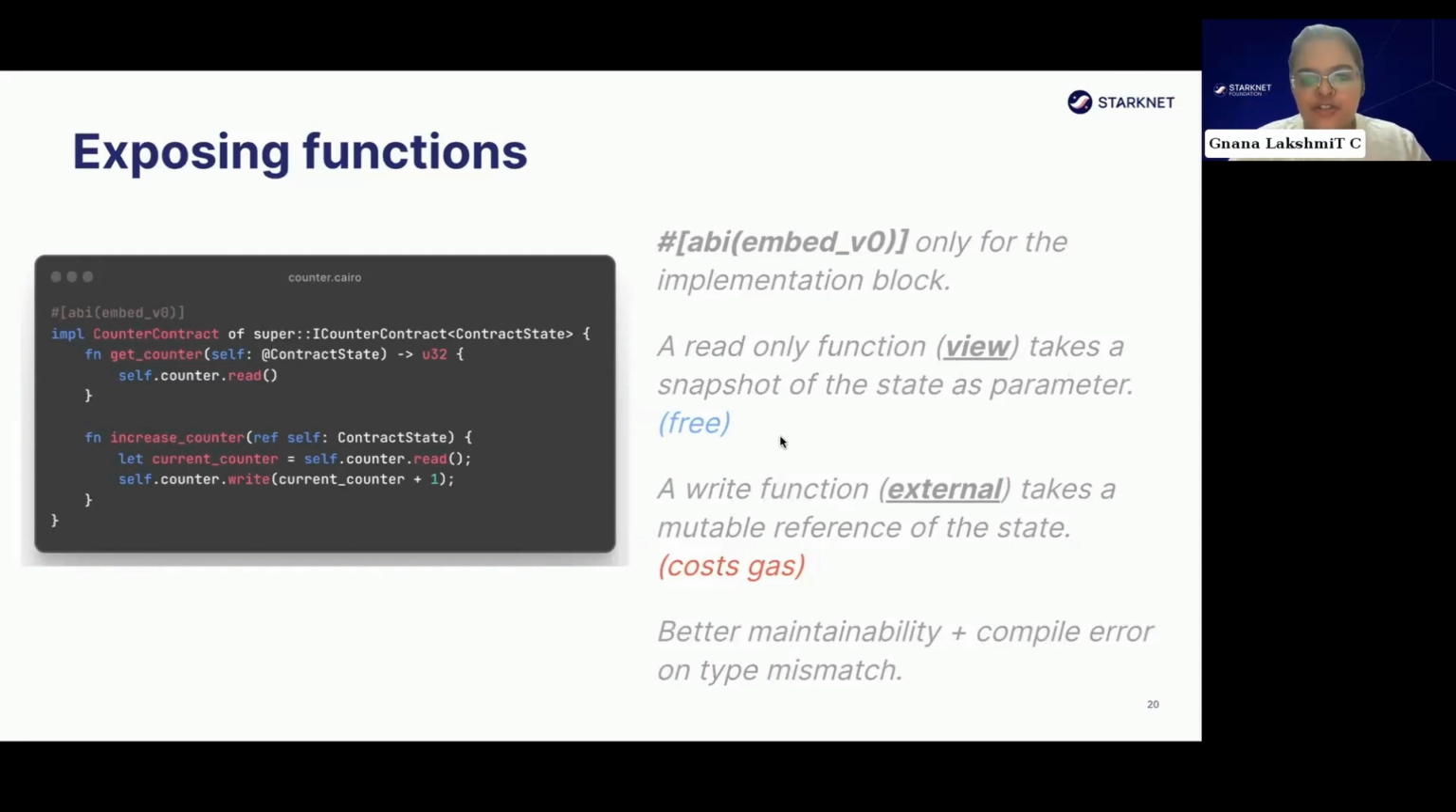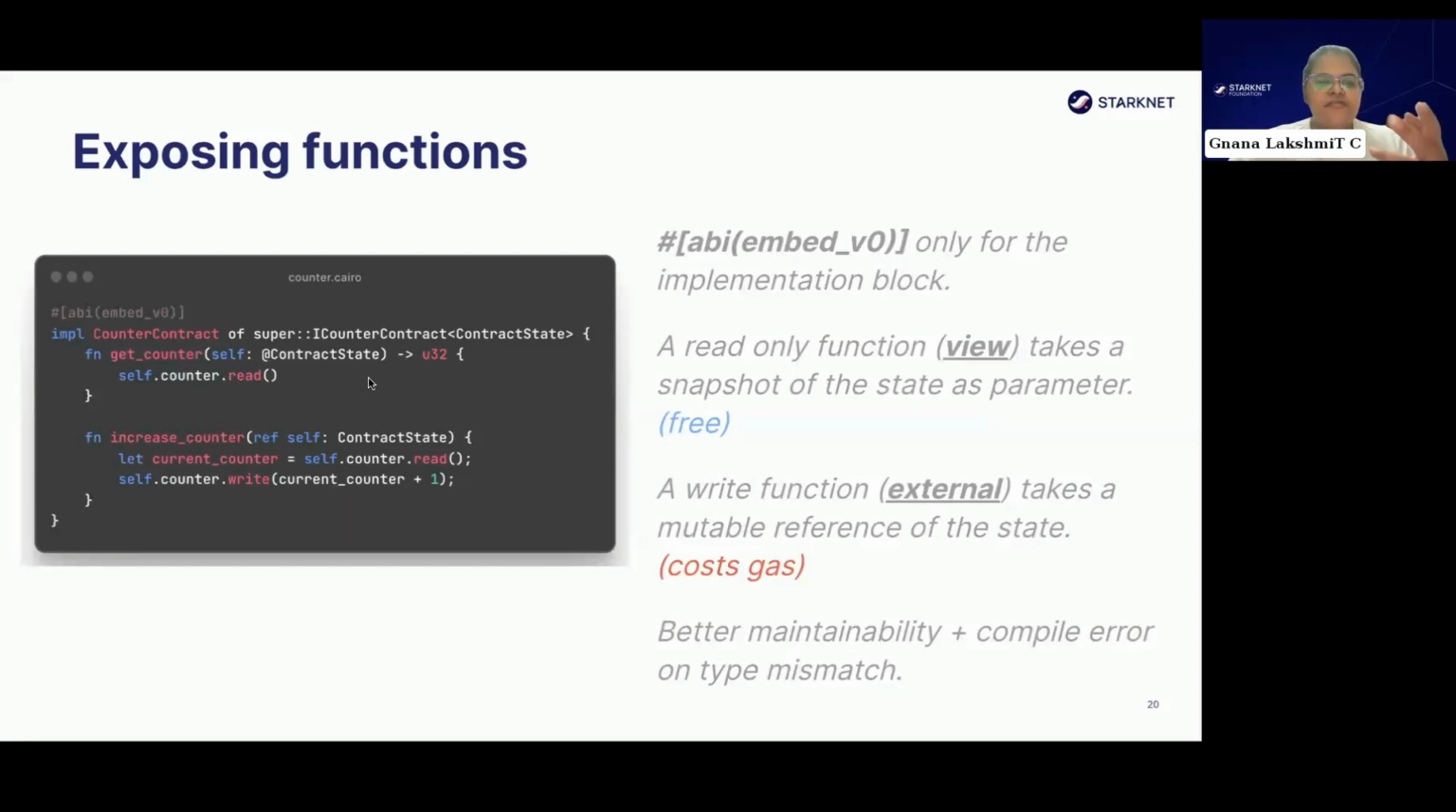So the read-only functions take a snapshot of this state as a parameter, and then you can read the value. For example, counter is the storage variable. You can read the storage variable using self. In every function that you define, self should be the first mandatory variable, because using self is how you can access the contract state of that function. So you see self in every function.